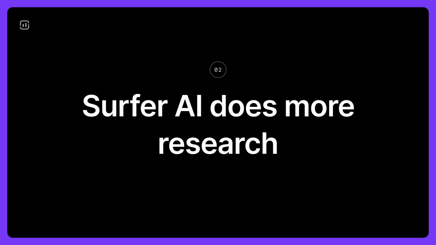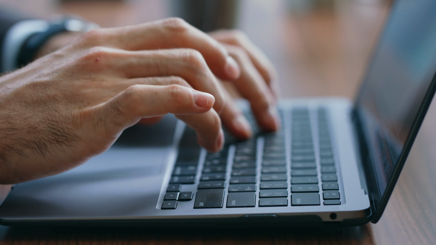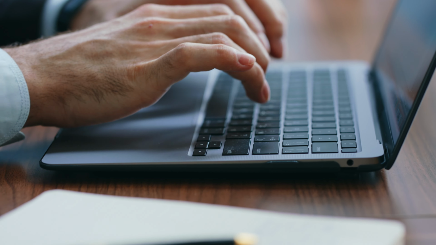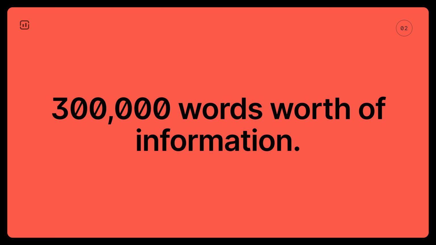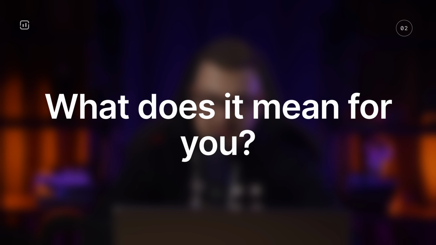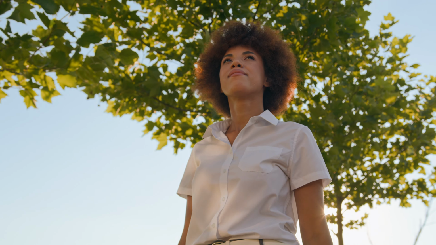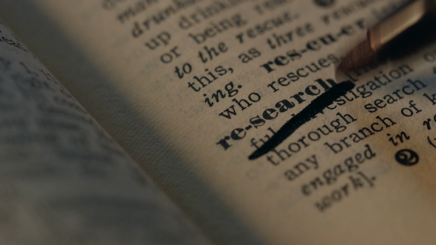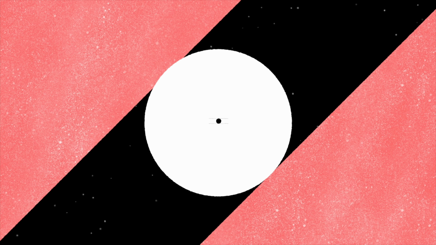Pretty cool, huh? Moving on to the second point, it's all about how deep Surfy AI dives into research for every piece of content it creates. Before Surfy AI even starts typing out the first word of your article, it's already gone through about 300,000 words worth of information. Yeah, you heard that right, 300,000 words. What does this massive deep dive mean for you? It means you can be super confident your content won't be just SEO friendly. It's going to be well researched, packed with rich details, and truly one of a kind. Just like Google loves it.